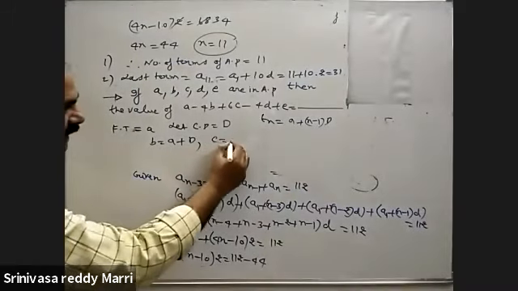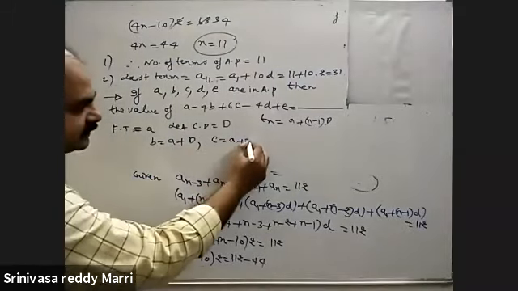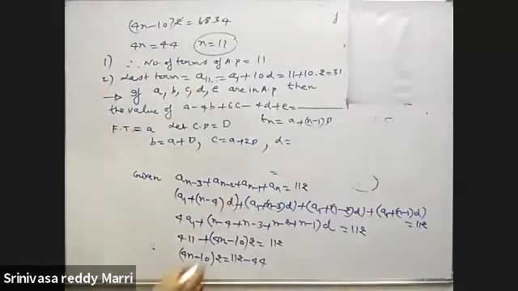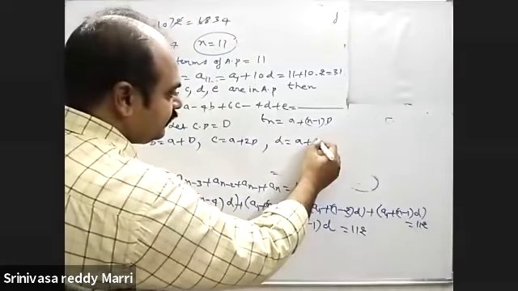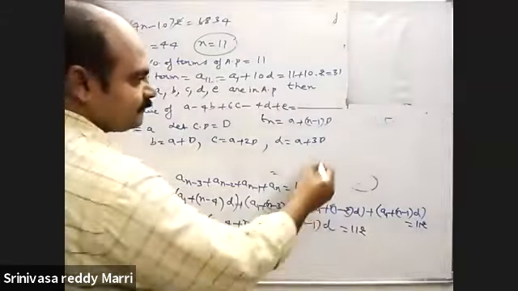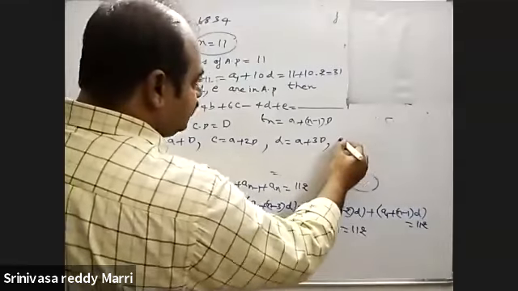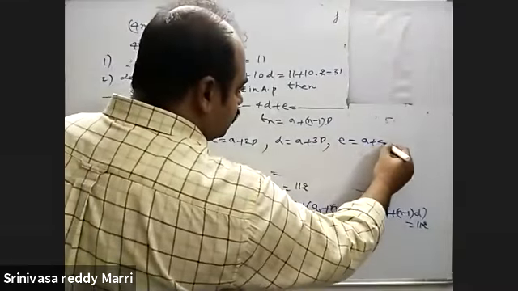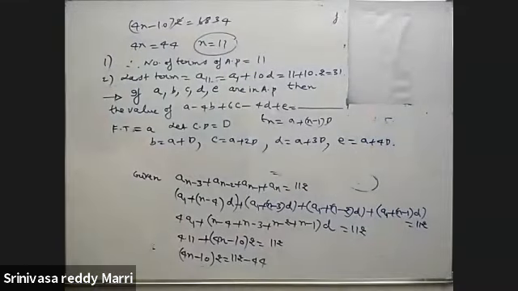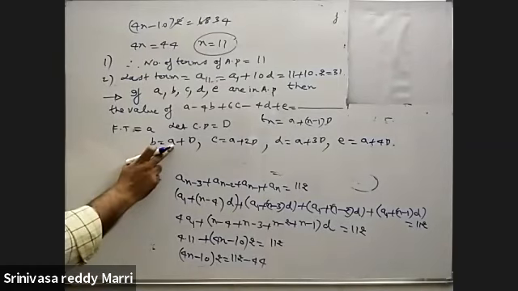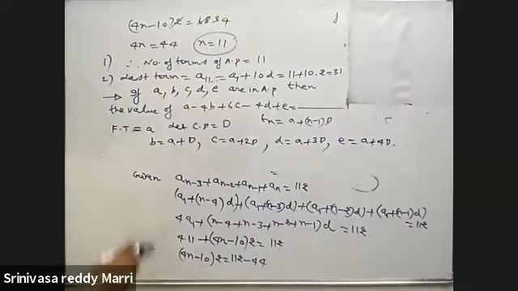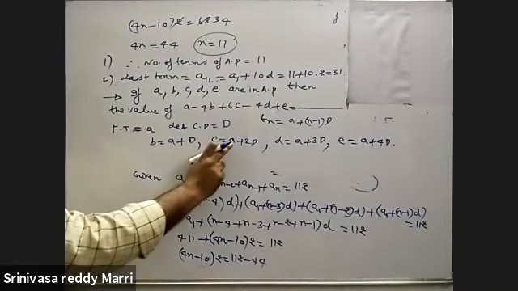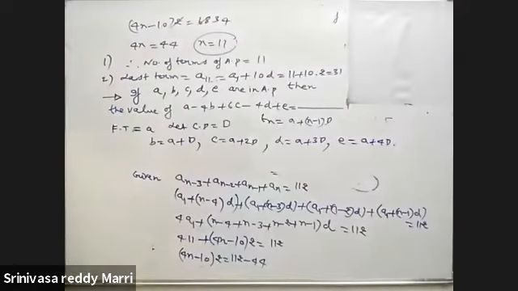Now C is the third term, A plus 2D. Now D is nothing but fourth term, A plus 3 capital D. Now E is nothing but fifth term. I have assumed given first term A and I have assumed common difference D. Then B will be this, C will be this, D will be this, E will be this.